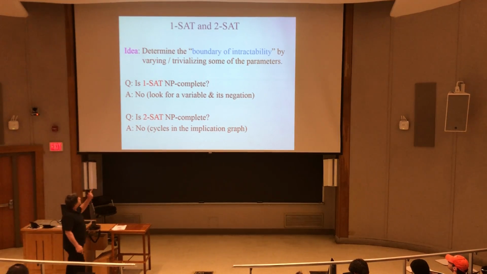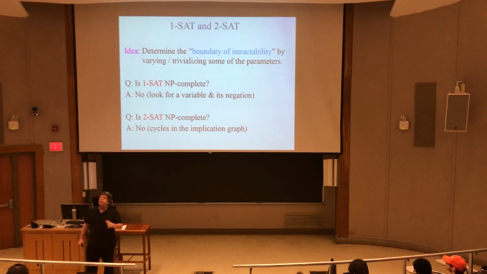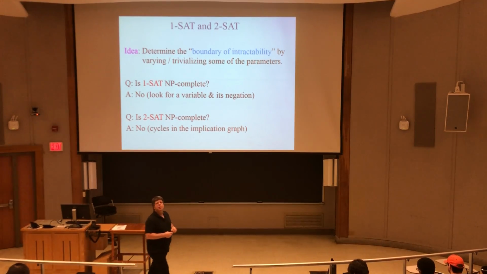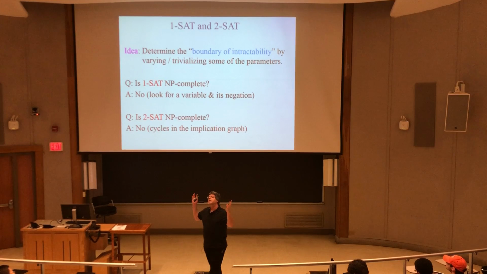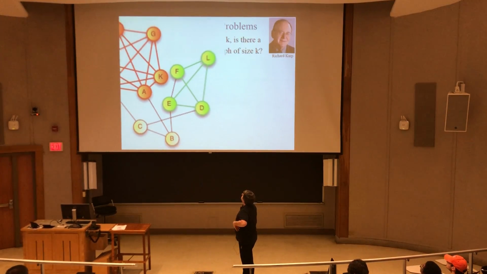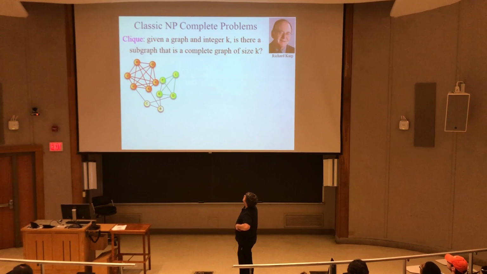So for 3-sat, that's where complexity explodes, right? 1-sat is trivial, 2-sat is relatively easy to solve in polynomial time. 3-sat is where NP-completeness rears its ugly head and makes complexity explode at that point. So then we gave a bunch of classical problems that are all NP-complete.